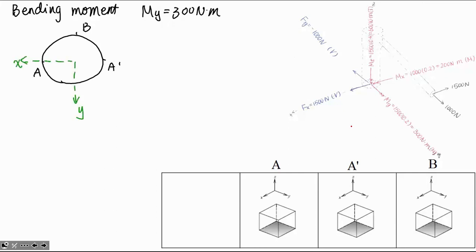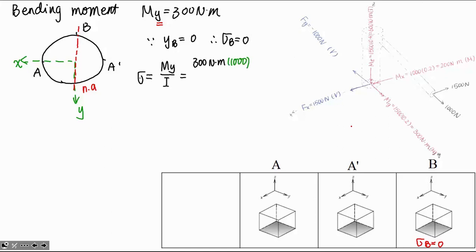Again, which axis will be the neutral axis? And then which one will be 0? Yes, B. B is on the neutral axis, so YB will be 0. So we are going to get the same value from My over I. However, are A and A prime both under tension, or both under compression? The answer is no. They have to be different.